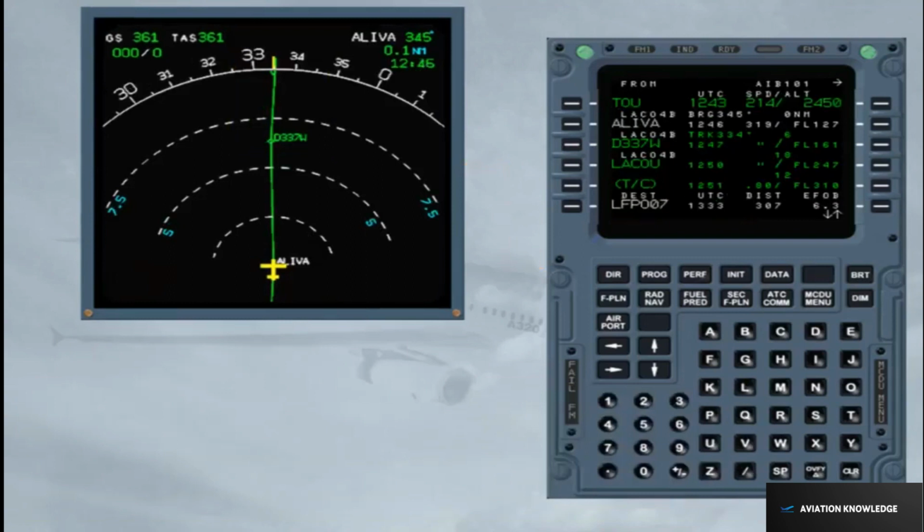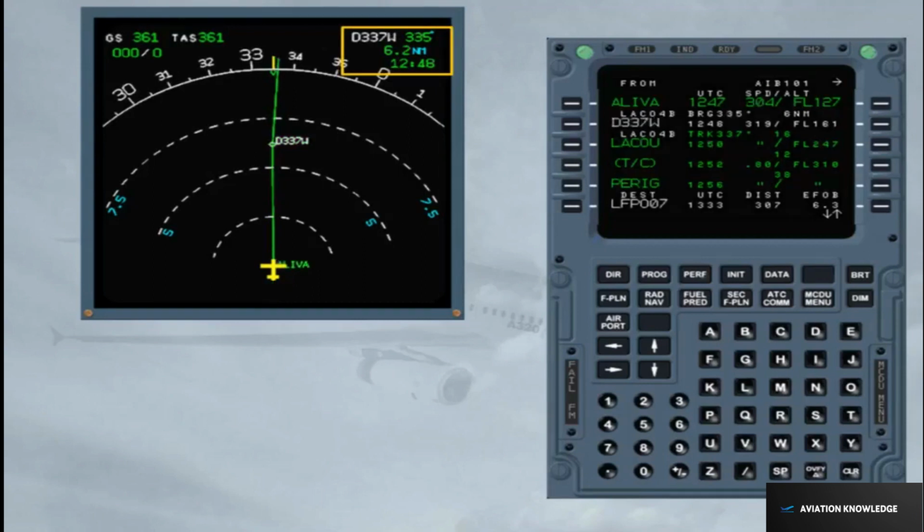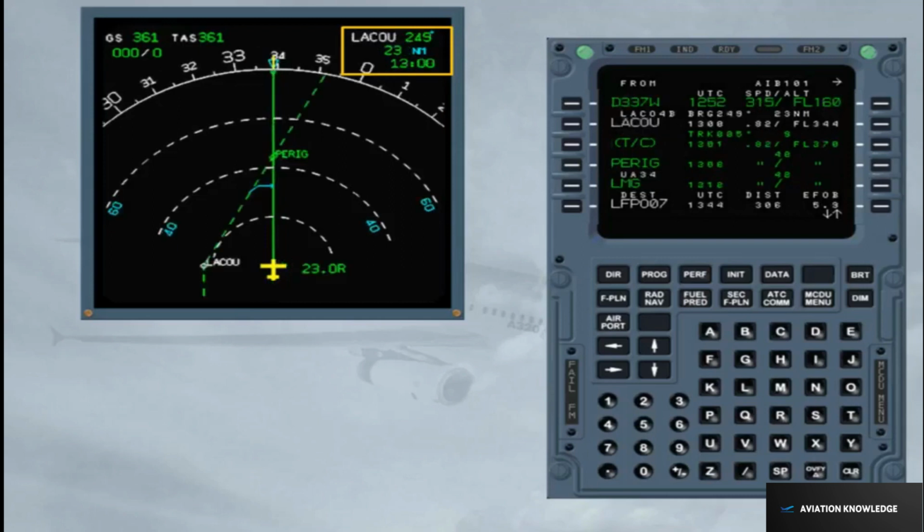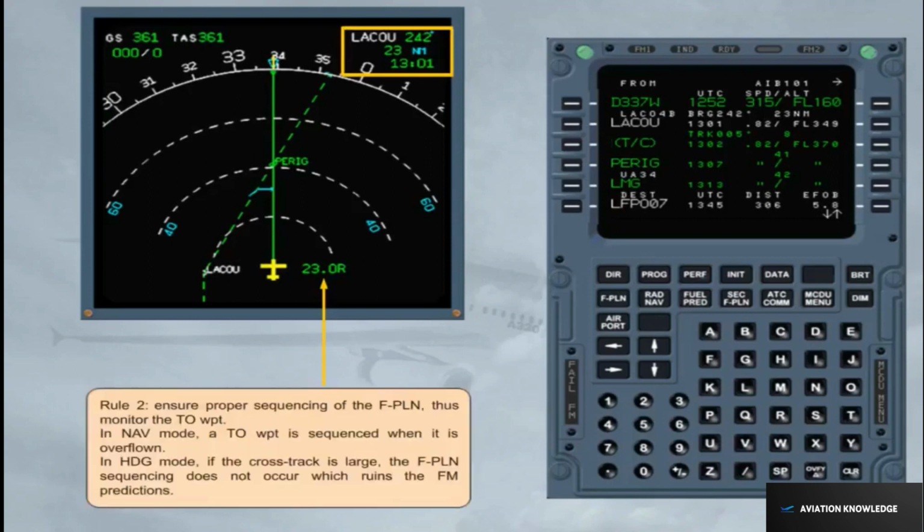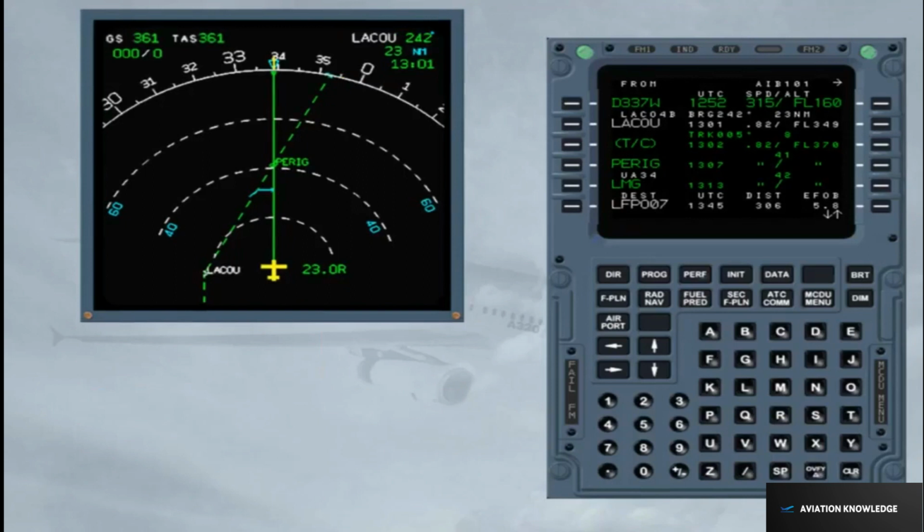Rule 2. Ensure proper sequencing of the flight plan, thus monitor the TO waypoint. In navigation mode, a TO waypoint is sequenced when it is overflown. In heading mode, if the cross-track is large, the flight plan sequencing does not occur, which ruins the FM predictions. Principle, more specifically in heading mode, monitor the TO waypoint and clear the undesired TO waypoints, here LACU.